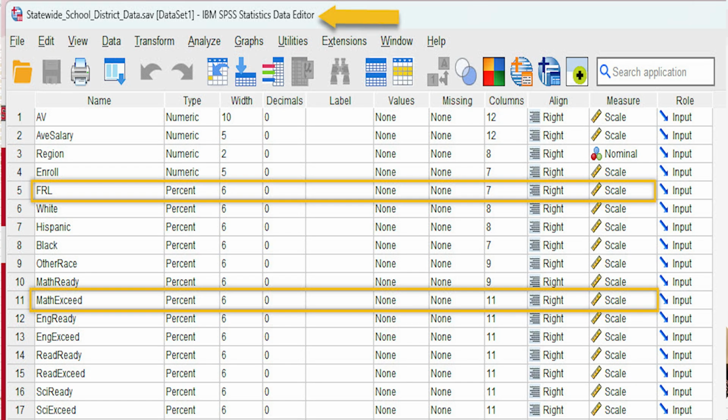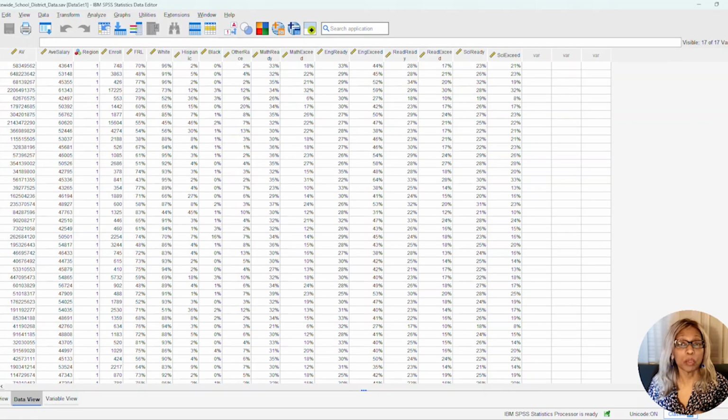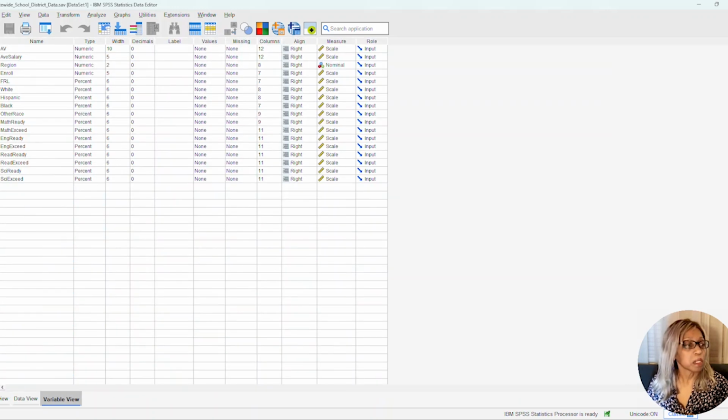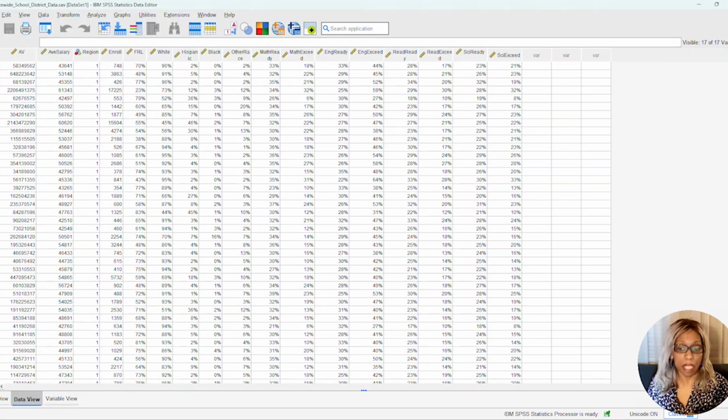So the first thing we're going to do, in step A, is assume all assumptions for performing a correlation test are met. What those assumptions are basically is that we looked at the variable view, and both variables, FRL and math exceed, are continuous variables. Then we can go to the data view and we can test for normality.